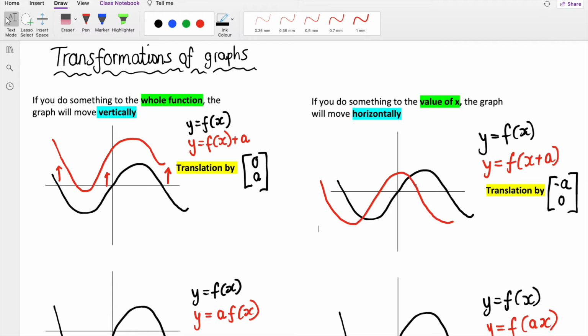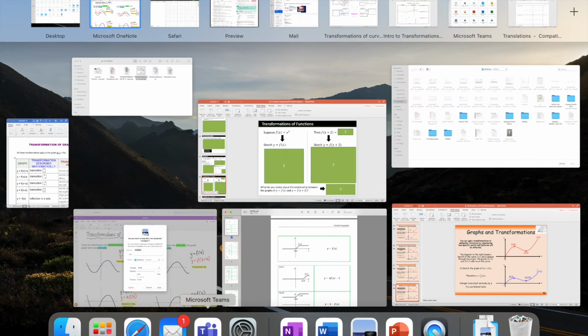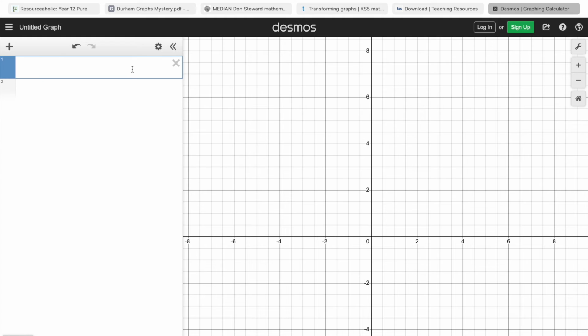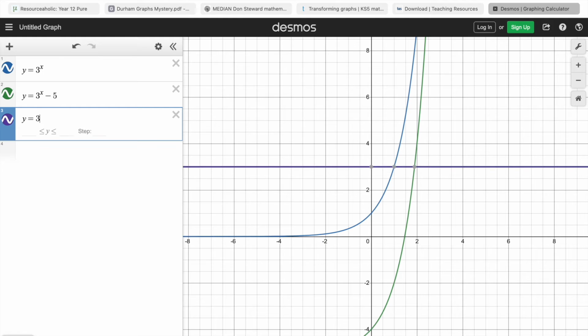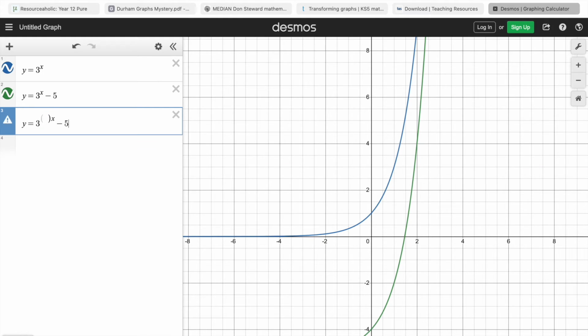I'm going to demonstrate this using Desmos. Say I plot the function y equals 3 to the power x. This is going to give me this blue line here. If I then do y equals 3 to the power x and I subtract 5 from the whole function, it has been translated by the vector (0, negative 5). The original line crosses at 1, and if I move 5 down, the new line is going to cross at negative 4.